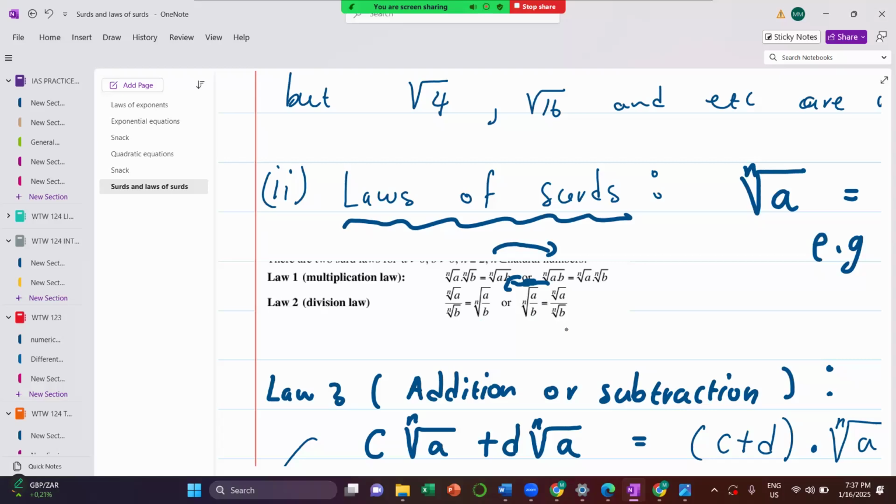Yes, sir. So these are laws. Remember, in mathematics, we don't make up our own laws. We are given these laws, and then we should just simply abide by them.